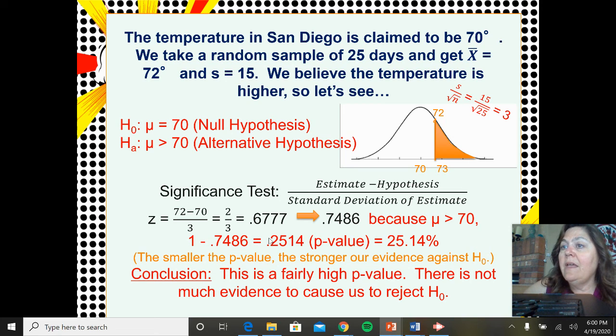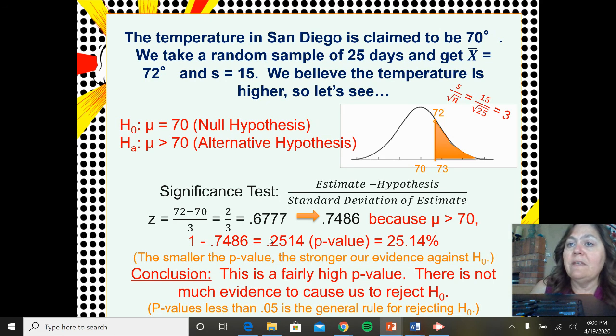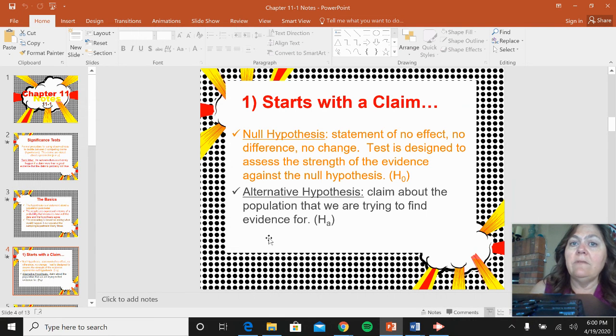All right. Whew, we're almost done. So remember, p-value less than 0.05 is our general rule for rejecting the H0. Okay, that was a long lesson, and the rest will build from here and not be quite so big.